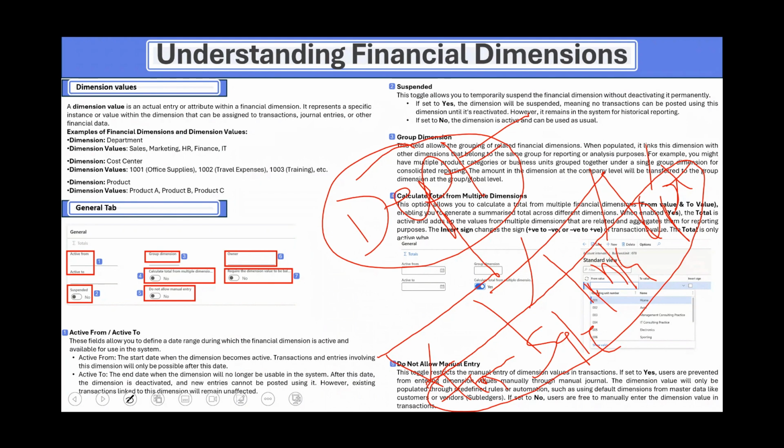We're just trying to lay the foundation for our presentation. So now that we understand dimension values and financial dimensions, which we did in the previous video, we need to get to the environment and see how these dimension values are being used in D365. Without wasting time, let's get into it.